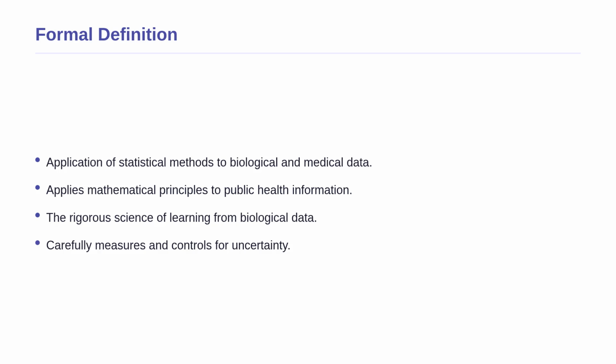Having understood the intuition, let us look at the formal definition. Formally, biostatistics is defined as the application of statistical methods and mathematical principles to biological, medical, and public health data. It is not just about crunching numbers. It is the rigorous science of learning from biological data. In zoology and medicine, data is inherently noisy and variable. No two animals or patients are exactly alike. Biostatistics gives us the framework to carefully measure and control for that uncertainty, ensuring that our scientific conclusions are robust and reliable.